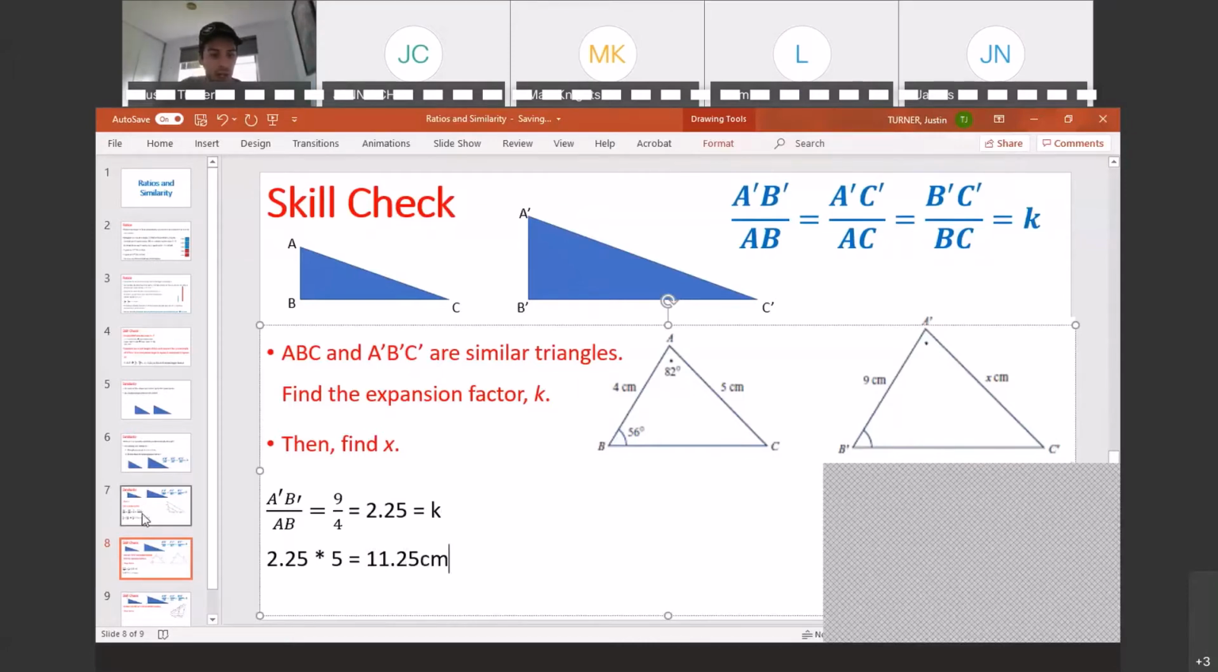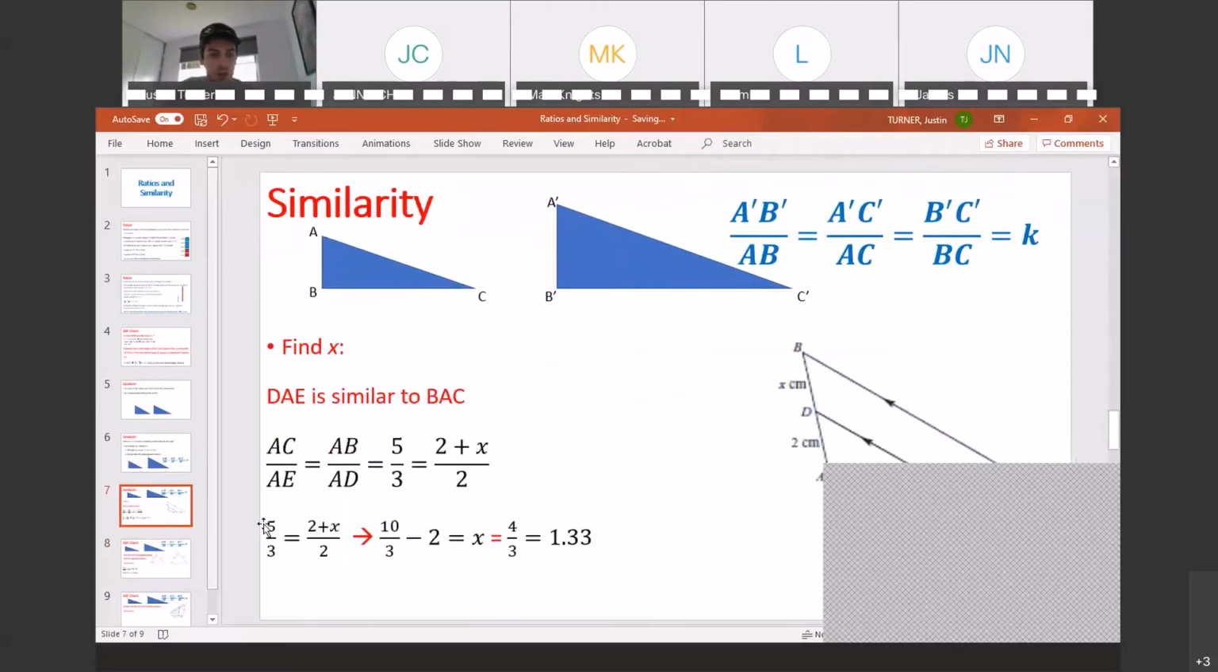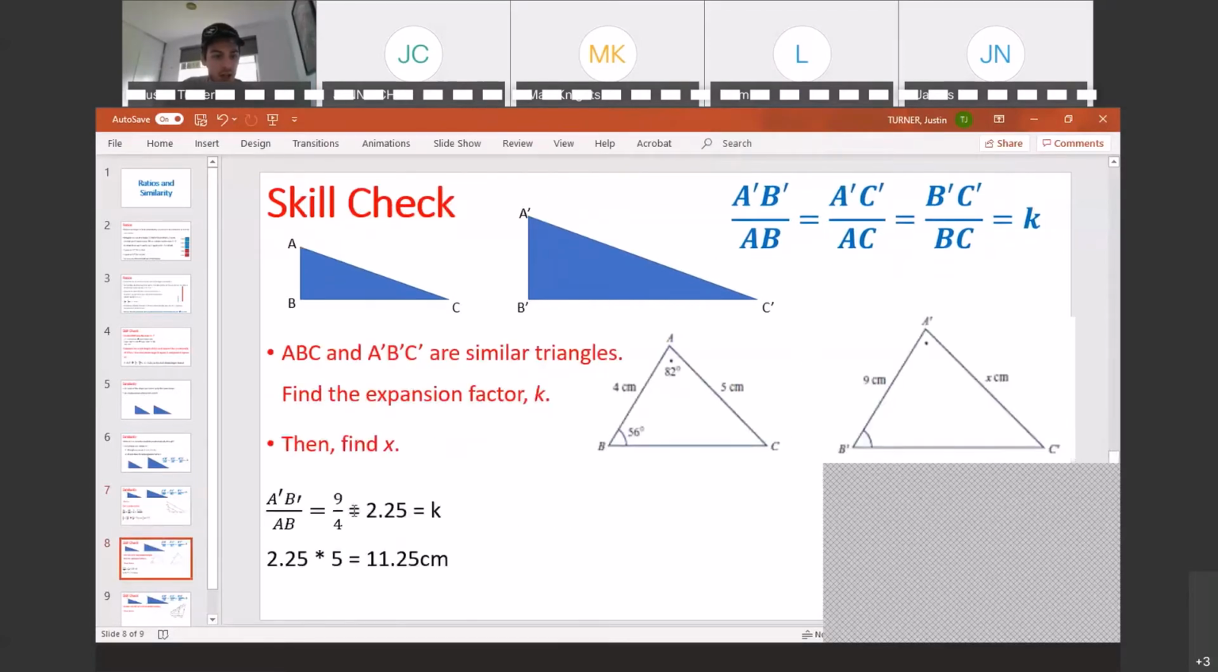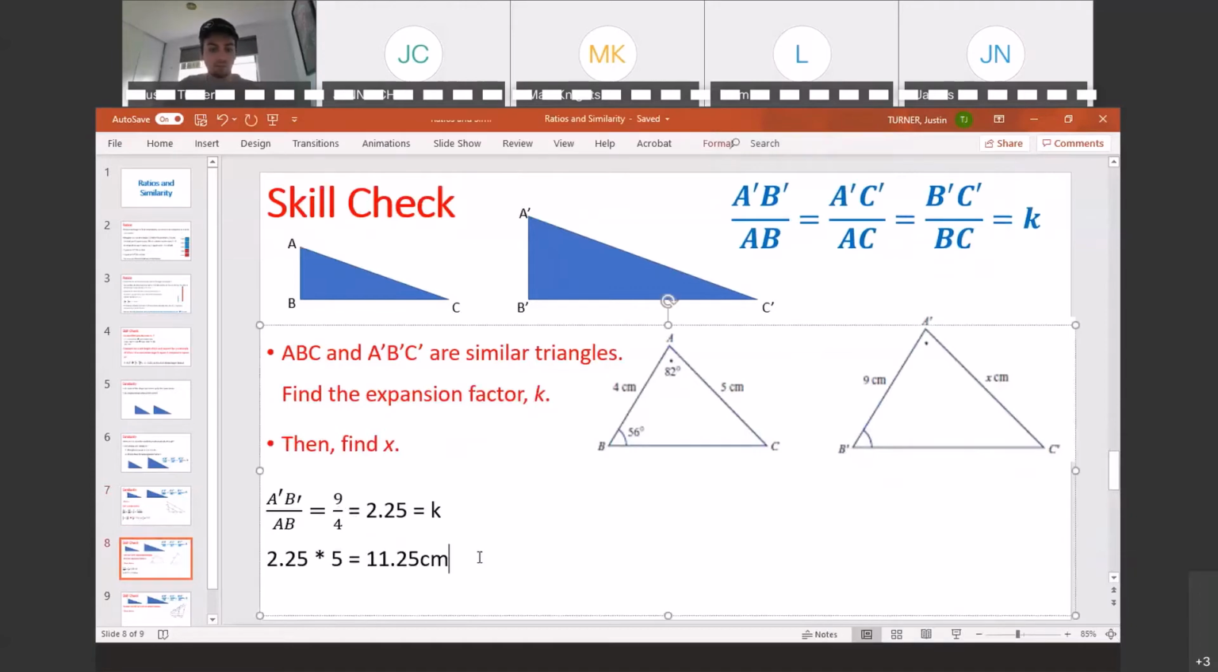Of course, you could have done it this way, where you write both fractions out. You may have written A prime B prime over AB, which is 9 over 4, and set that equal to x over 5, just making those two fractions equal each other. When you solve for x, you would end up multiplying both sides by 5, which is essentially the same thing as this calculation, and you end up with 11.25.